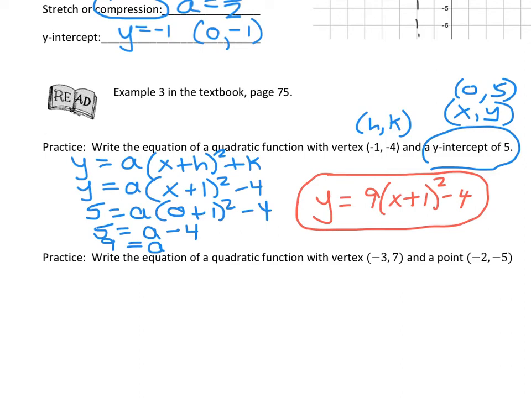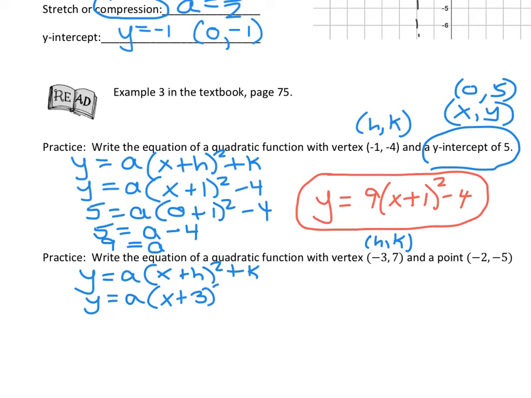Okay, next problem, we have a vertex information here. This is h and k. We're going left again. This time we're going up. So I'm going to start out with our stretch. And I'm going to substitute in x plus 3 since we're going left. And we're going up 7.